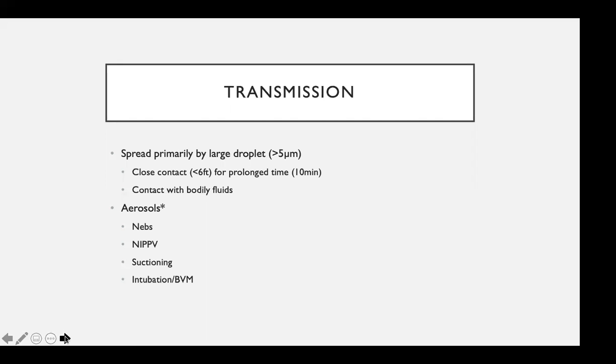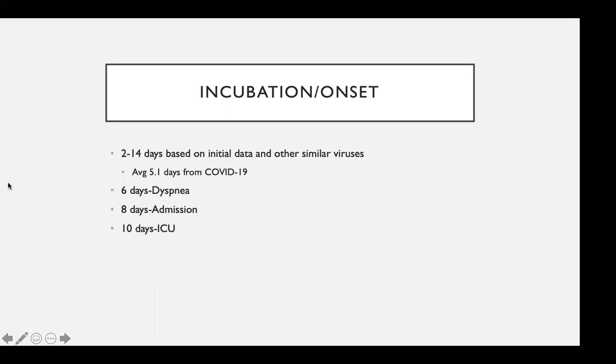So, incubation and onset for this, the range they put is 2 to 14 days. Again, a lot of this is based on the SARS virus, not so much this acute COVID-19 illness. The mean time to developing symptoms with COVID-19 is probably around 5 days. Most patients, when they're starting to develop worsening symptoms, get short of breath around 6 days. They start seeking medical care or admission around 8 days, and ICU admission around 10 days.